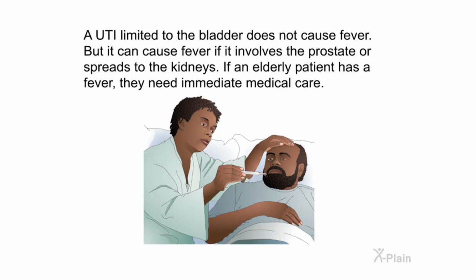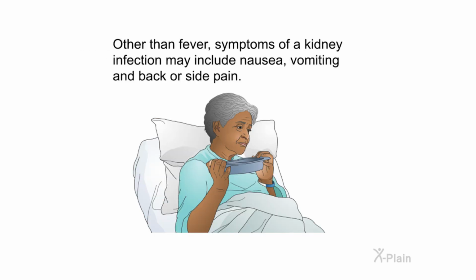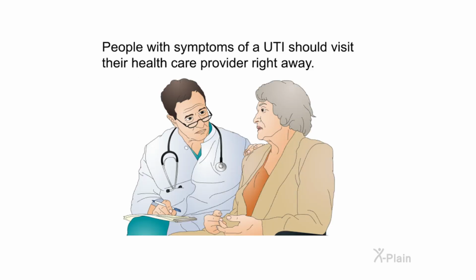A UTI limited to the bladder does not cause fever, but it can cause fever if it involves the prostate or spreads to the kidneys. If an elderly patient has a fever, they need immediate medical care. Someone who has a catheter and develops a UTI may have fever without any other symptoms. Other than fever, symptoms of a kidney infection may include nausea, vomiting, and back or side pain. People with symptoms of a UTI should visit their healthcare provider right away.